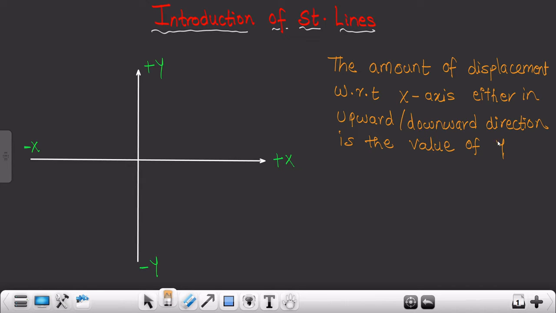Sir, could you please repeat this particular sentence, as it is sounding a little difficult? Yes, of course. See over here, this is your x-axis, right? This is your x-axis. Then what this particular sentence is trying to tell you: the amount of displacement either in upward direction or in downward direction, that will give you the value of y. Okay, I hope you are getting my point. Just a second, let me erase all of the things, and then we will look at this particular point.